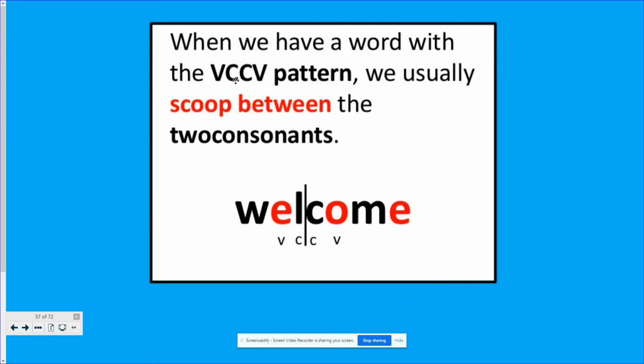When we have words with the vowel consonant vowel pattern, we just scoop it between the two consonants, which means that's your syllable break. So welcome. We start with your first vowel, consonant, vowel, and this is where the break would be, right between the two consonants.